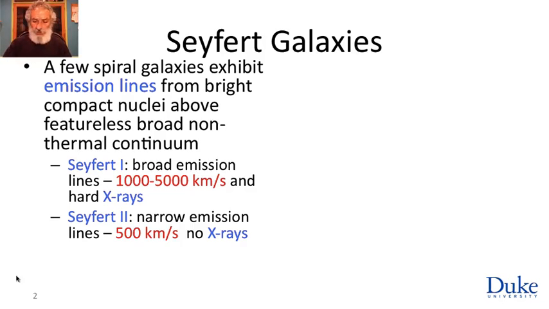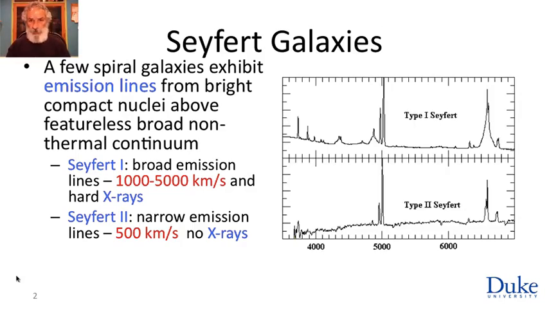And Seyfert galaxies are classified into two varieties. The type 1 Seyferts have very broad, you see here, these emission lines. We typically expect absorption lines above a thermal continuum. What we're finding is emission lines above a non-thermal continuum. So something interesting is going on there.